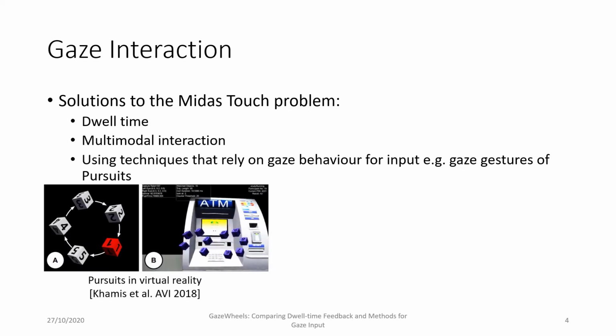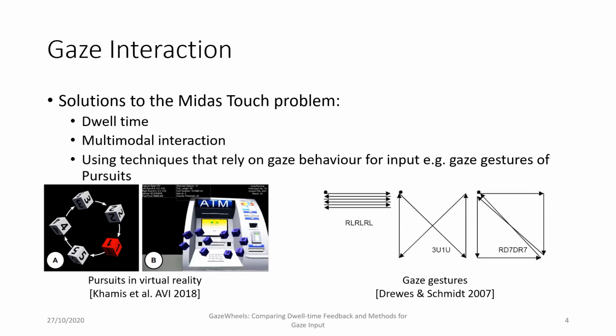Pursuits is about showing the user moving targets, and by comparing the movements of the eyes, you can tell which target the user is looking at. This approach is actually robust against the Midas touch problem. Gestures, on the other hand, are when you perform a coarse eye movement with your gaze, moving from one point to the other to perform a gesture to the right or to the left, similar to touch gestures on phones, but using eye gaze.